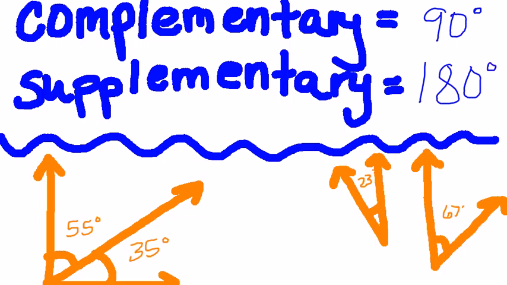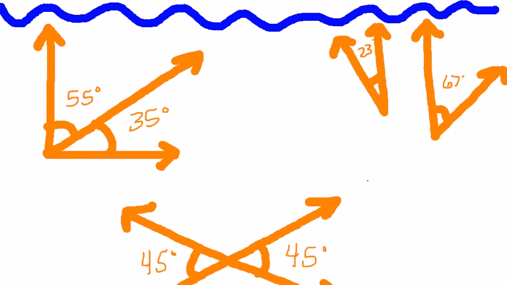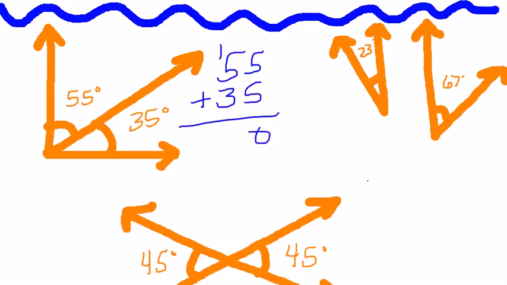So we're going to look at several examples and decide whether they are complementary angles or supplementary angles. Our first example, we have a 55-degree angle and a 35-degree angle. So the sum of these angles would be 90 degrees. That means they are complementary, because the sum of the two angles adds up to 90 degrees. So they are complementary angles.